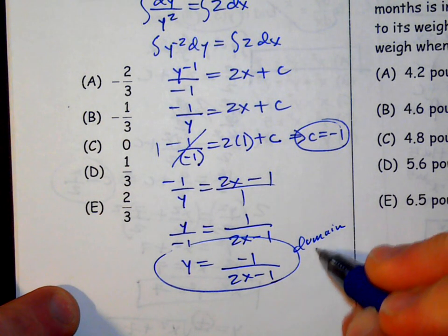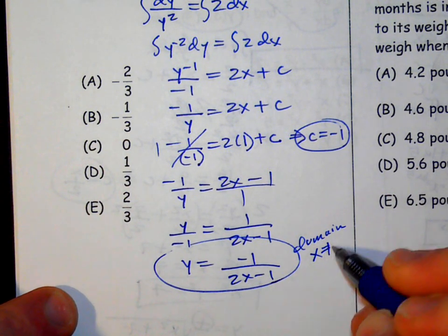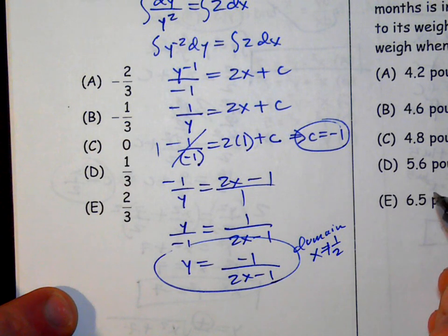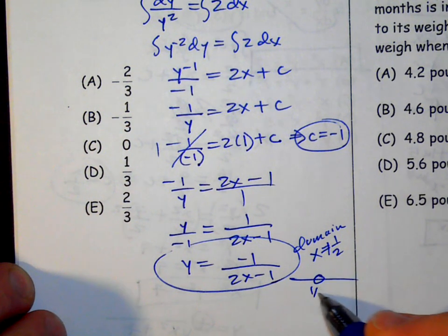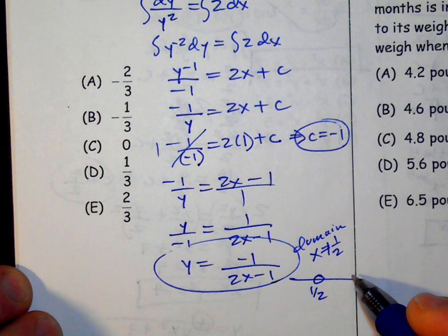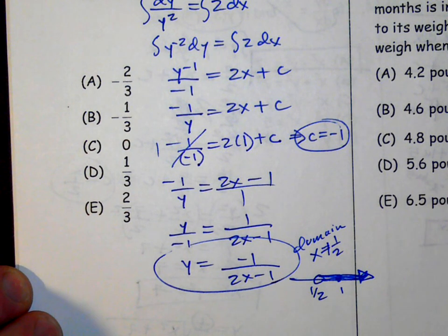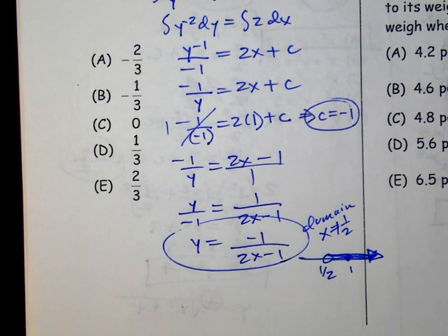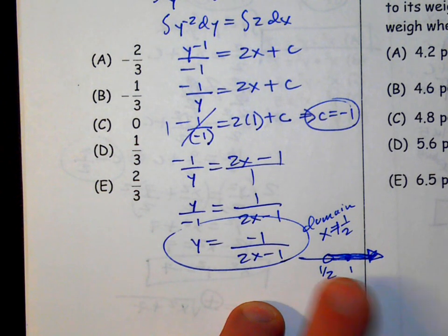There is, by the way, domain. Domain x cannot equal 1/2. Original problem, so the domain of this, you put an open dot at 1/2, and then you say your initial condition is at x equals 1. So that would be your domain visually. Not that we have to do that, but I guess that might be good. The x value they ask us for better be in this domain.